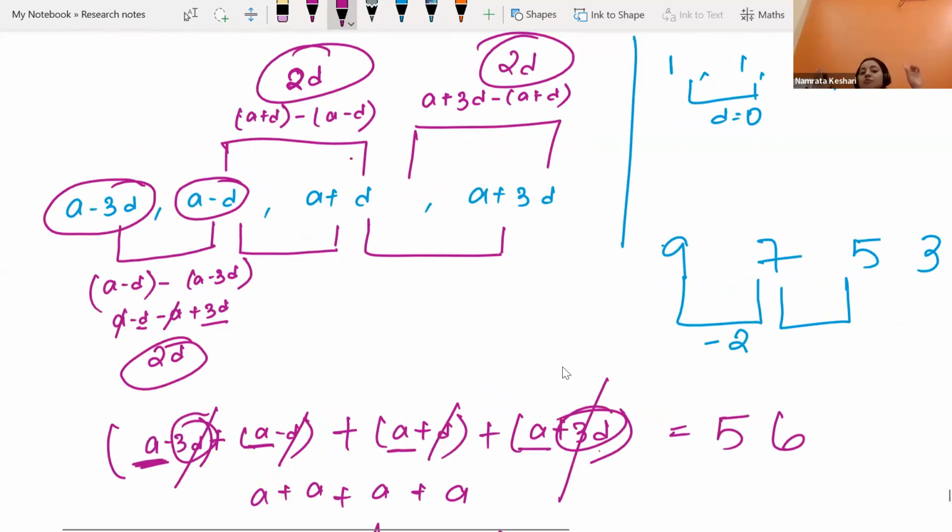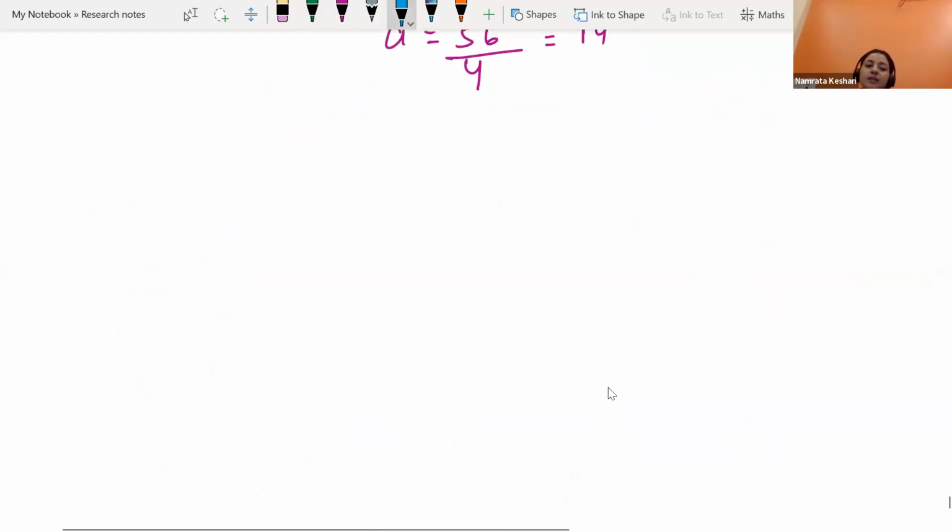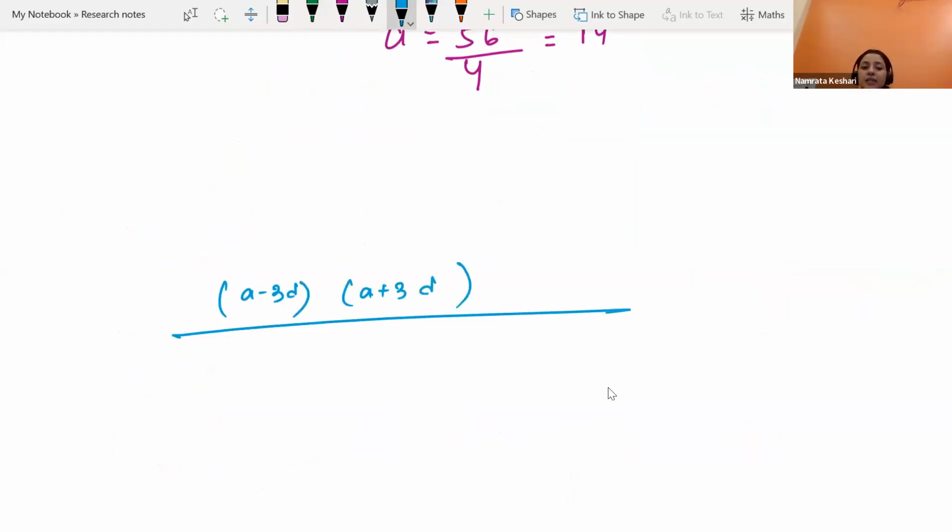Now one more condition is given in the question: when we take the product of the numbers at the extreme ends, divided by the product of the two middle terms, our ratio will be 5:6. Look carefully. If we multiply the extreme numbers, a minus 3d with a plus 3d, we will be getting the identity a square minus b square. If I write it like this, a minus 3d multiplied with a plus 3d over the product of the middle terms, which in the middle are a minus d and a plus d, that is 5/6.